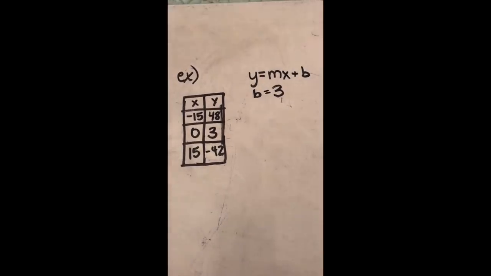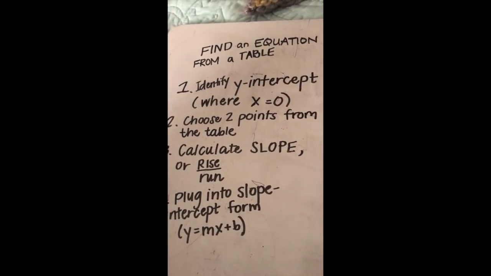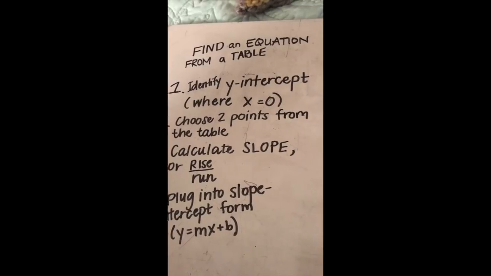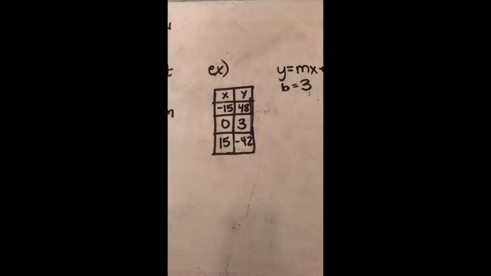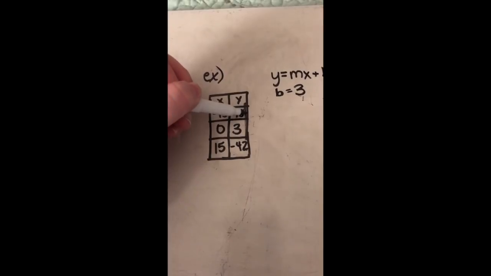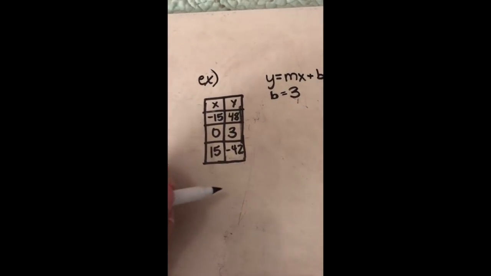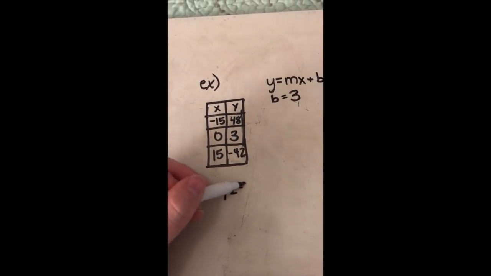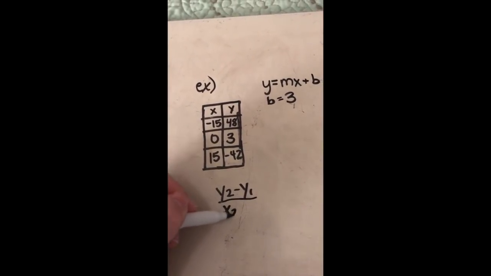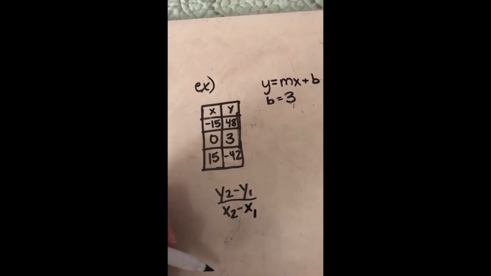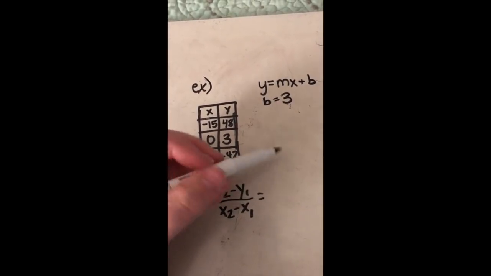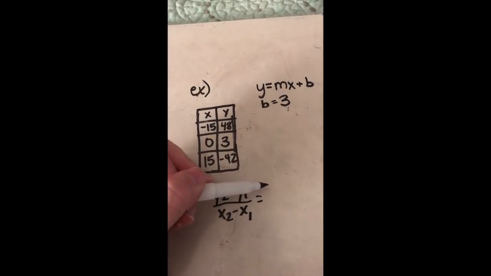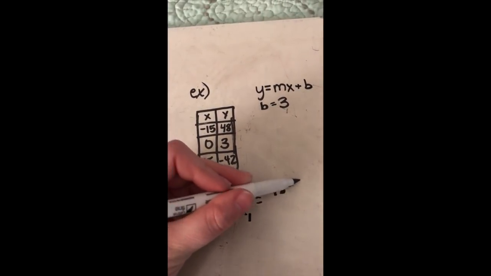All right, now we need to find 2 points from the table to find the slope or rise over run. I'm going to go ahead and choose the first 2 points to make my life easier. So I have negative 15, 48 and 0, 3. If you prefer, you can plug these 2 points into the formula for slope. And this would look something like y2 might be 48 minus 3.